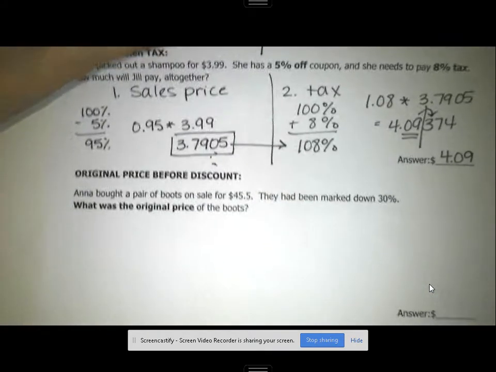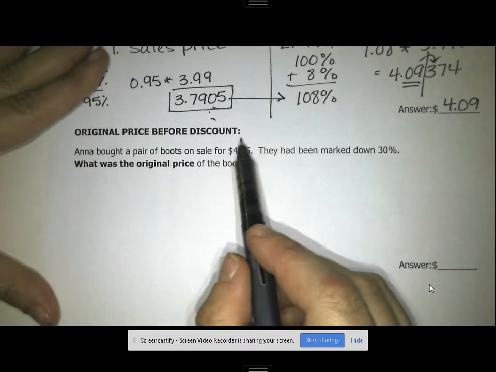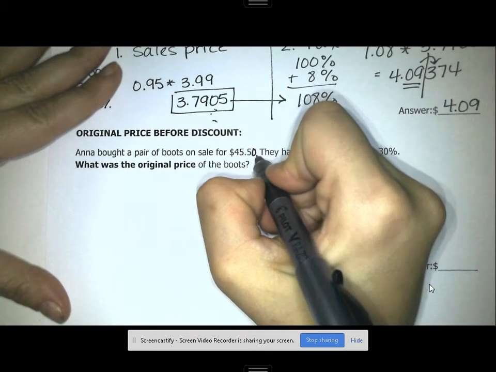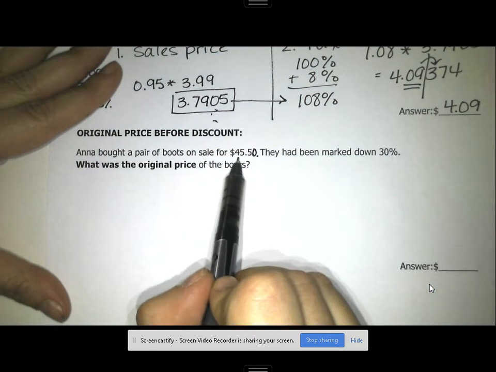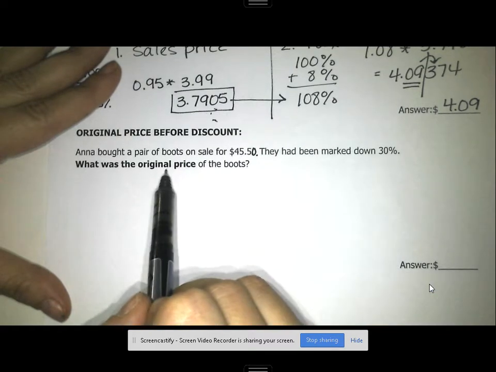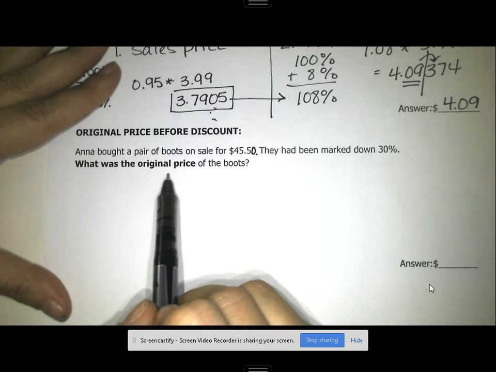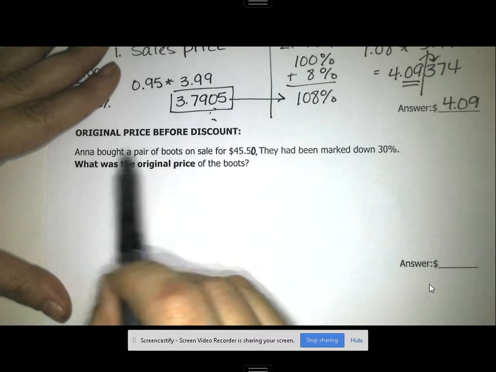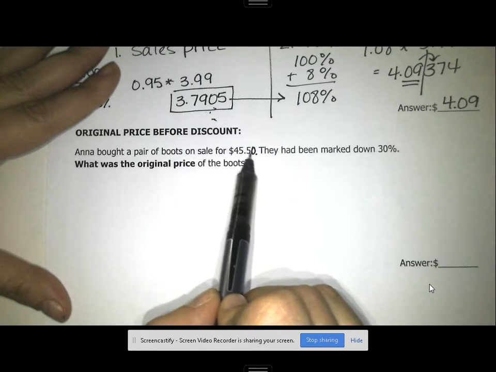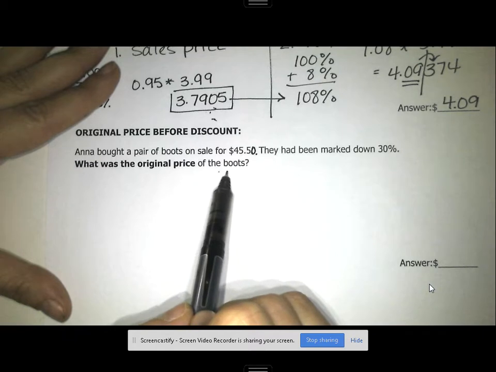Okay, lastly, and this is the most difficult problem for students, please come back to this video if you ever need help finding the original price before discount. I'm going to give you guys the sales price, and I'm going to give you how much it was marked down, and I'm going to ask you what was the original price. In other words, what was the price before the object went on sale? Anna bought a pair of boots on sale for $45.50. They had been marked down 30%. What was the original price?